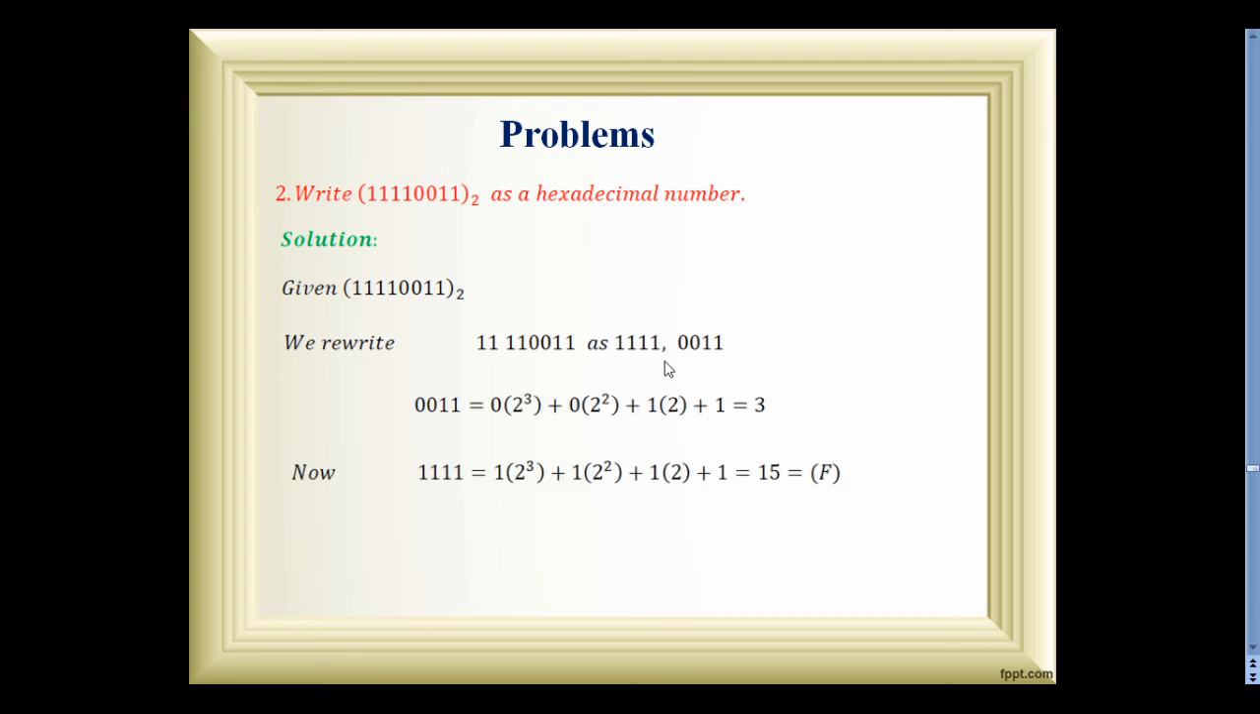Now the first term 0011 we can find out by taking powers of 2. We got the answer 3. The second one, 1111, we can write in powers of 2. Then on adding we get 15. This is nothing but F. So finally we write the answer. First we got 3, second we got F. That's what I have written, 3F. It is a hexadecimal number, base 16.